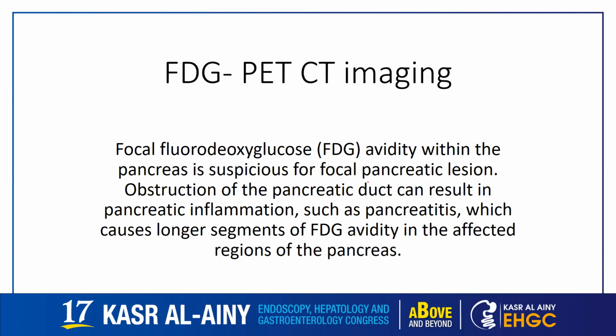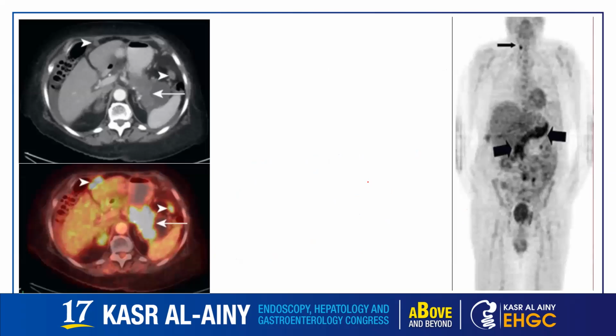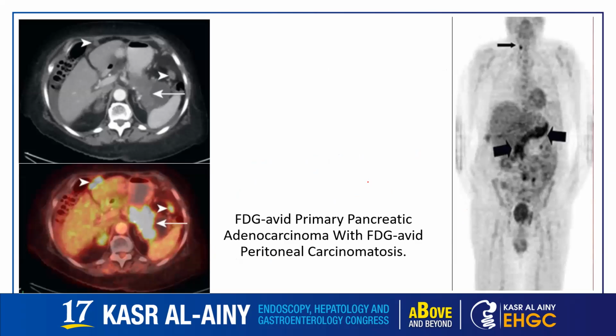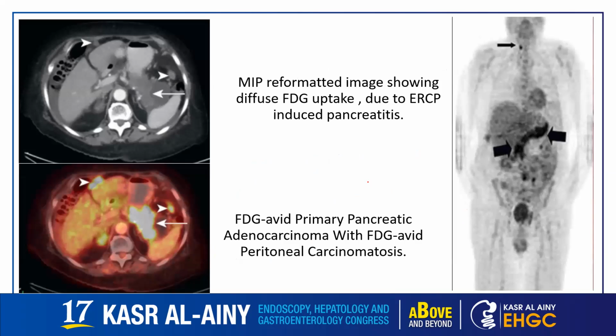PET-CT is also useful for the evaluation of pancreatic malignancies and is proven to play a major role in the detection of diffuse and focal pancreatic disease, where focal pancreatic disease is usually due to pancreatic malignancies. Diffuse pancreatic FDG uptake is usually due to autoimmune pancreatitis. And this is a case where there's focal pancreatic uptake with pancreatic carcinomatosis, as we can see. On the other hand, there is diffuse pancreatic uptake on the retroperitoneal and the MIP images, denoting autoimmune pancreatitis.